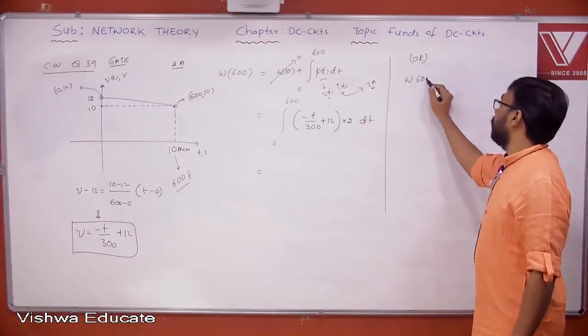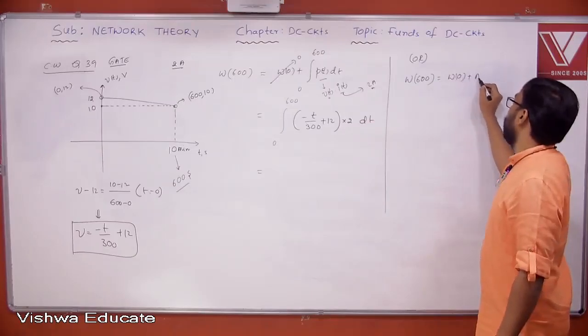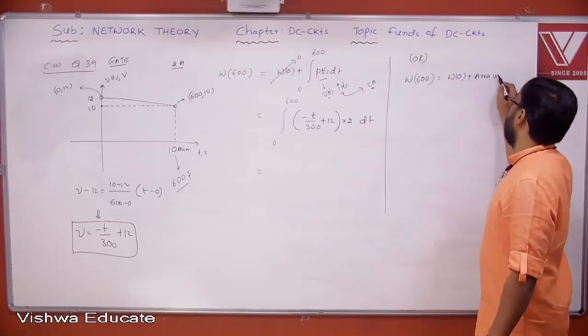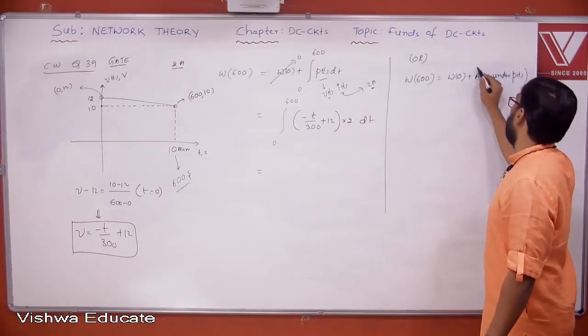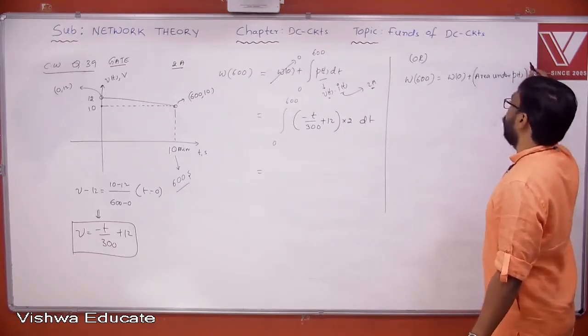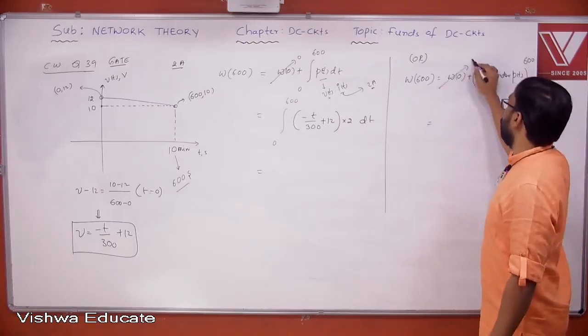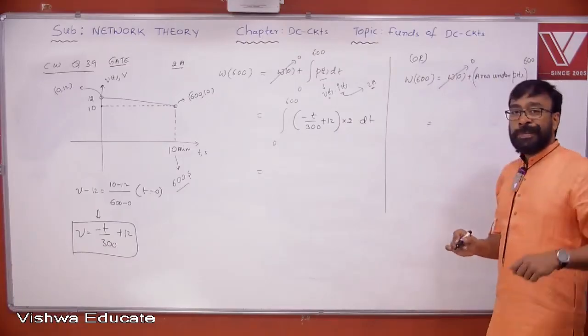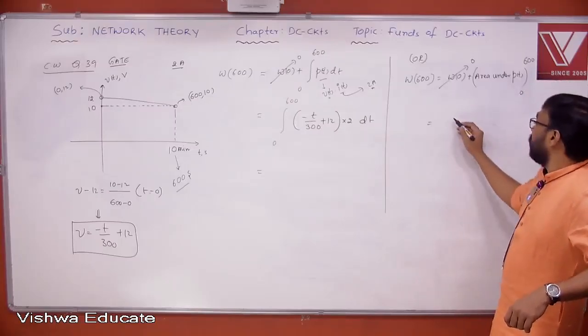W of 600 can be written as W of 0 plus the area under P of t over 0 to 600. Understand? This is 0, right? This is 0. Now, the area under P of t can be written as what?